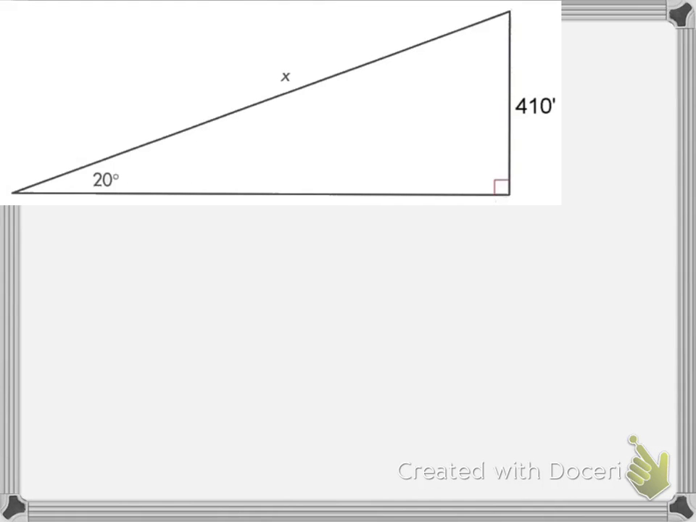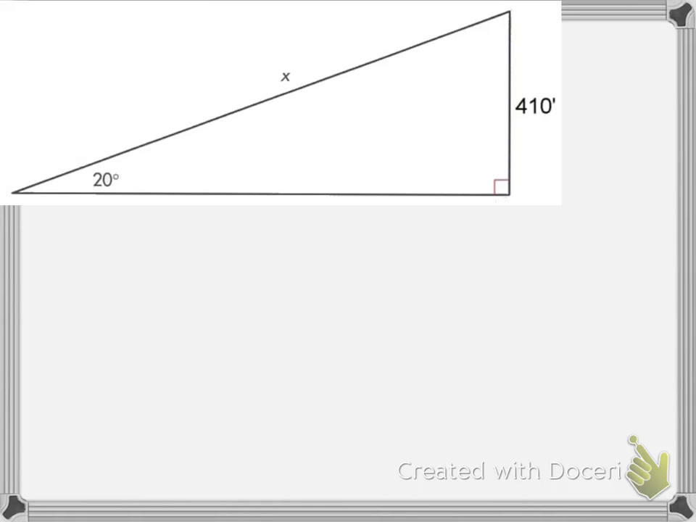Okay, so we are about to do example 5 from the Trig 1 notes, and it reads this: to the nearest foot, find the length of the hypotenuse of a right triangle if one of the acute angles measures 20 degrees and the opposite side measures 410 feet.